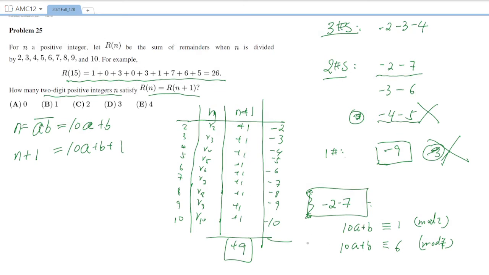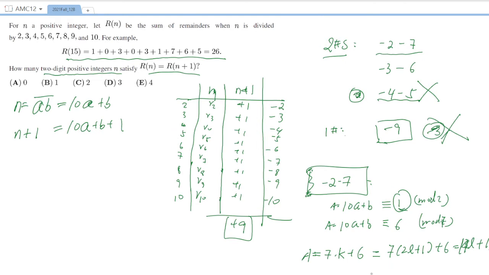In this case, this number is 7k plus 6, and we also need it to be an odd number, I'm sorry, so k cannot be even. So k is 2l plus 1, then the number is 14l plus 13. Now we want to see the range of l.